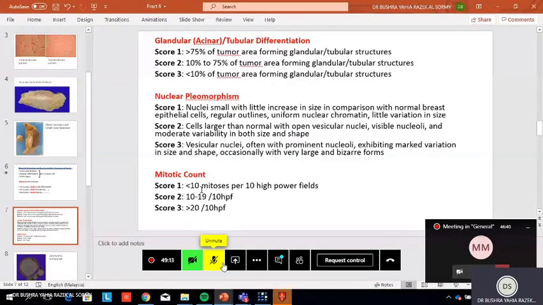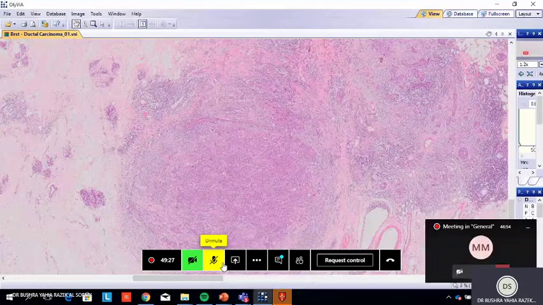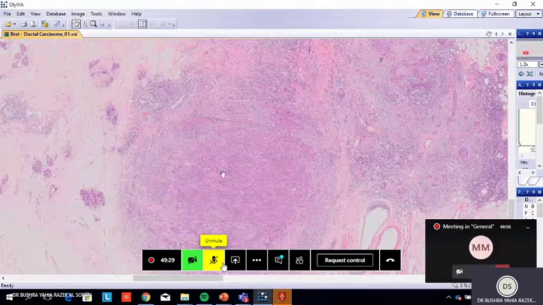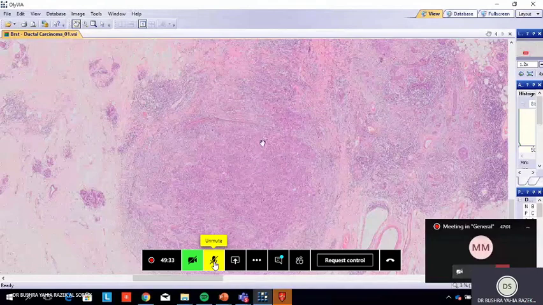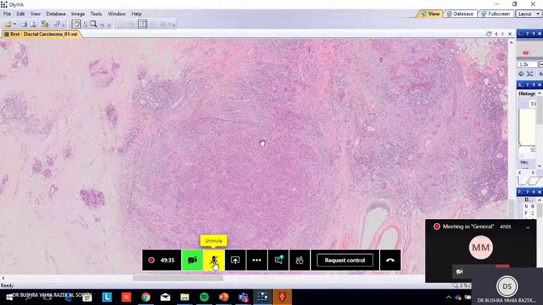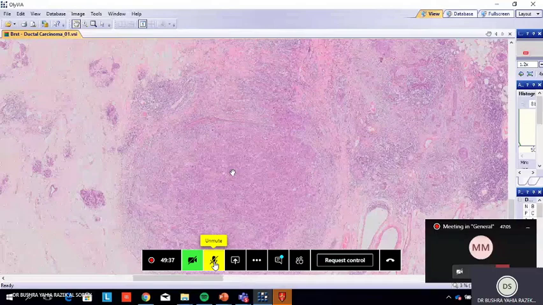Mitotic count: less than 10 mitoses, score 1. Between 10 to 19 is score 2. Score 3 is more than 20. So can we see on those? So here, what do you see? For tubular formation, it is less than 10. Less than 10? So which is the score? Score 3, okay.